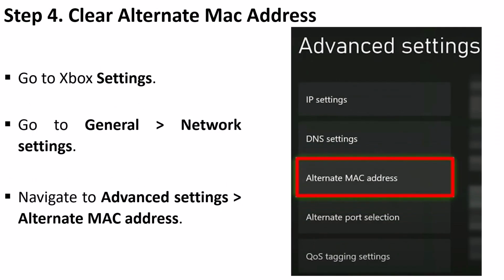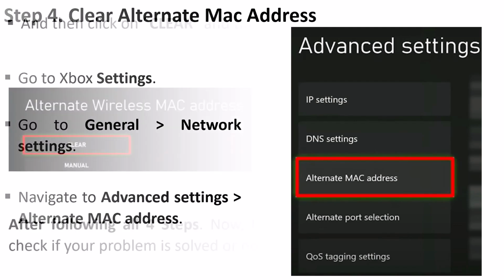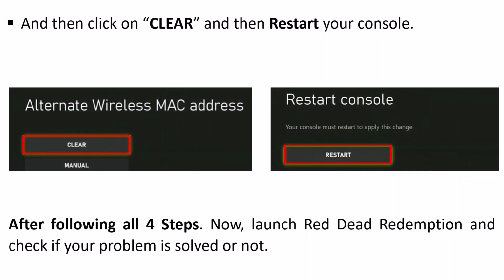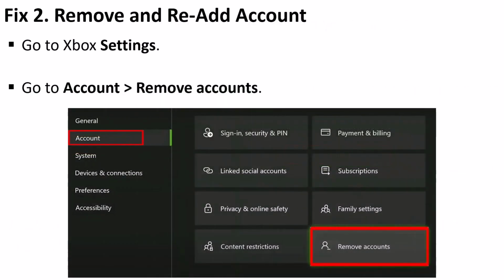Step 4, clear alternate MAC address. Go to Xbox settings, go to general, network settings, navigate to advanced settings, alternate MAC address and then click on clear and then restart your console. Now after following all 4 steps, launch Red Dead Redemption game and check if your problem is solved or not.